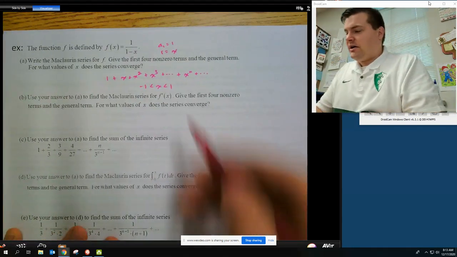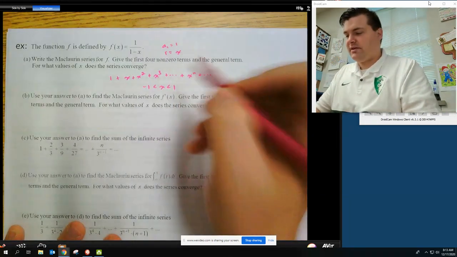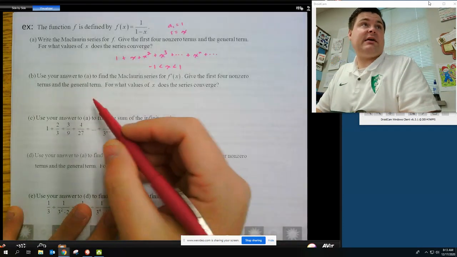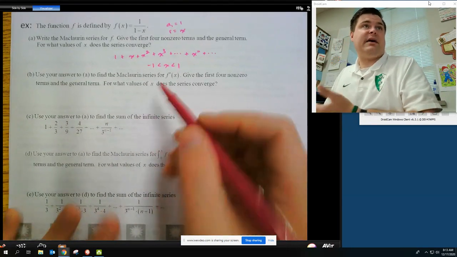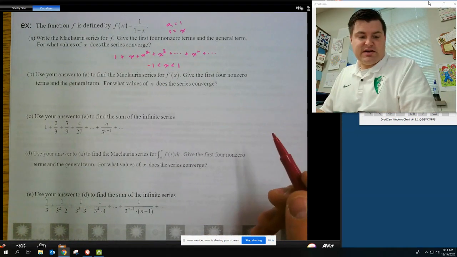Okay, because the absolute value of r has to be less than 1. We did that in the previous video. So now use your answer in A to find f prime. Give the first 4 non-zero terms and the general term. Let's go ahead and do that.